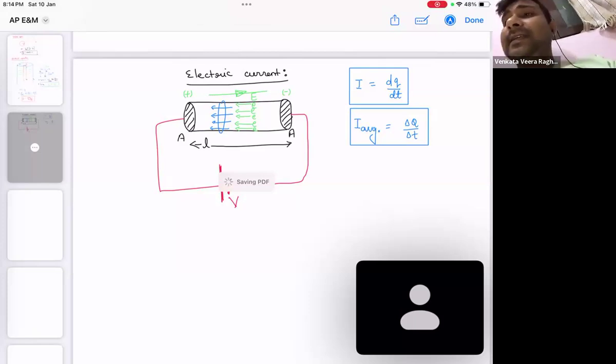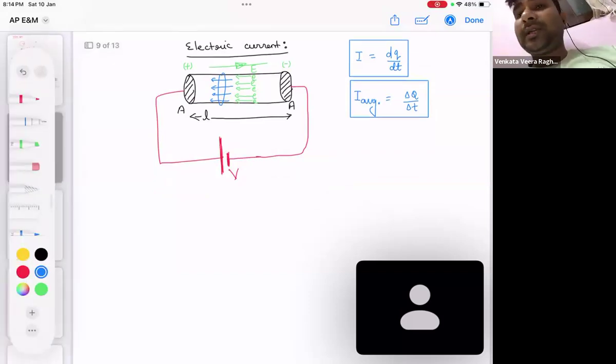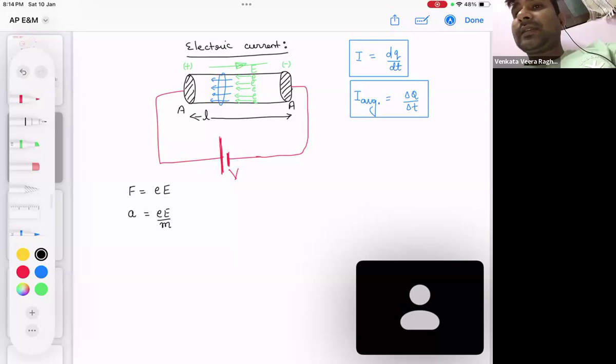So we want to calculate the instantaneous current due to this flow of electrons. How do we calculate it? If I ask you what is the force acting on the electron, you will say charge of electron into electric field. And if I ask what is the acceleration of the electron, it will be eE by m, where e is the charge of the electron, capital E is the field applied, and m is the mass. So due to this acceleration, it is moving.